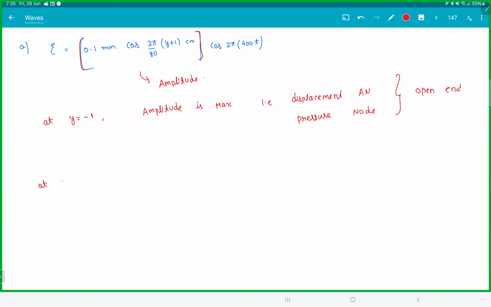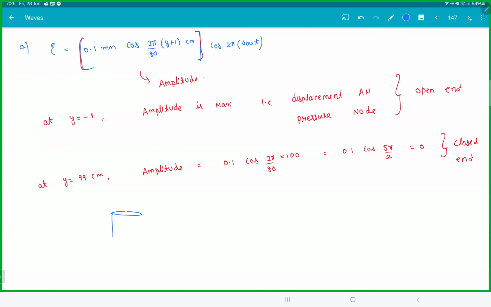And if you take y is equal to 99, we can see amplitude would be 0.1 cos 2 pi by 80 into 100. That is 0.1 cos pi by 2, which is 0. It's a closed end. So it's a closed end, open end.